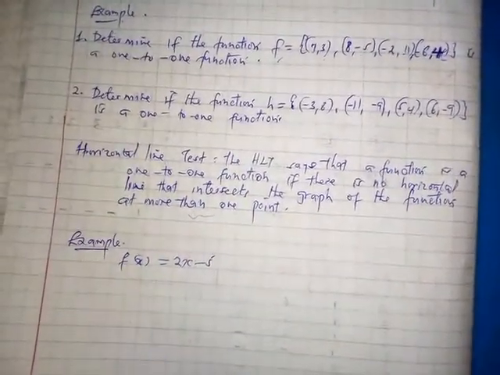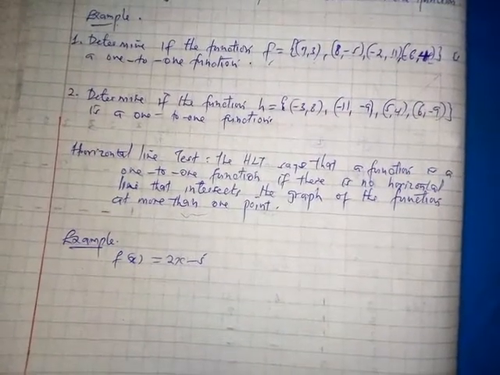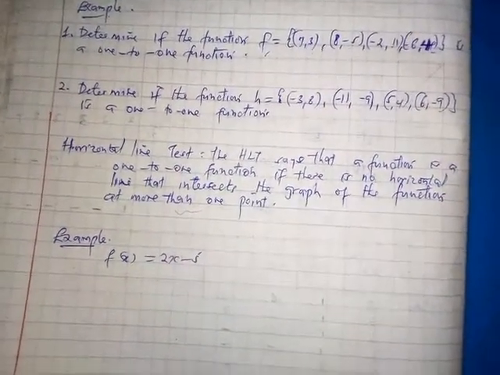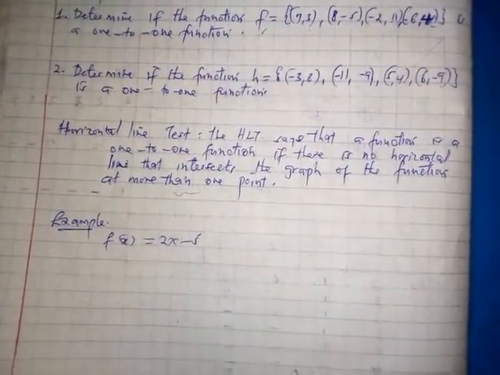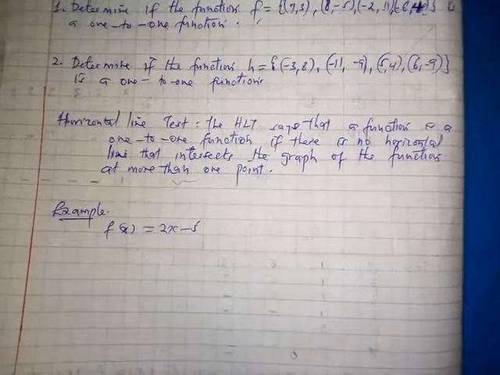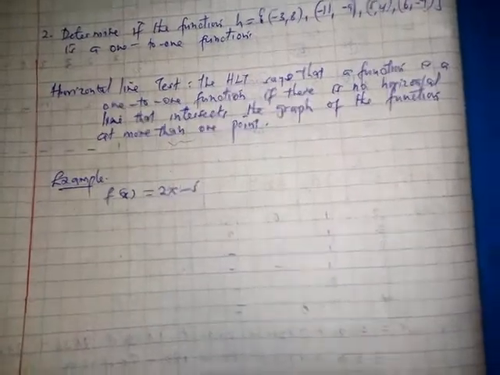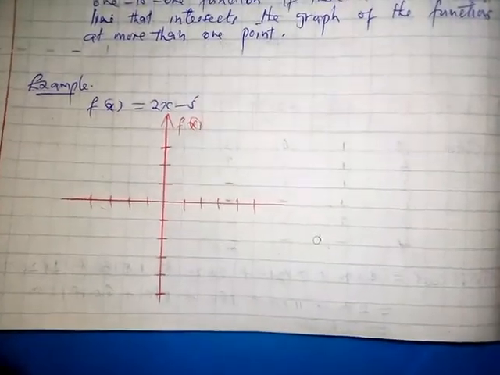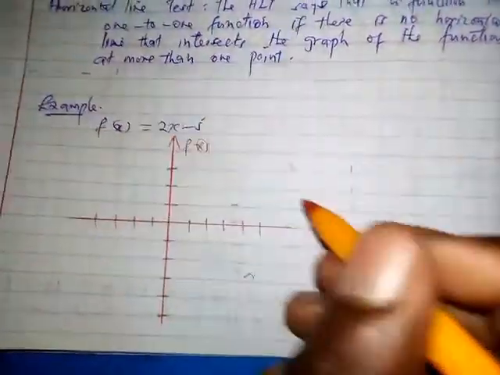To show how the function passes the horizontal line test or fails the horizontal line test, we plot a graph of f(x) against x, and this is the graph. So here is the graph of f(x) against x.